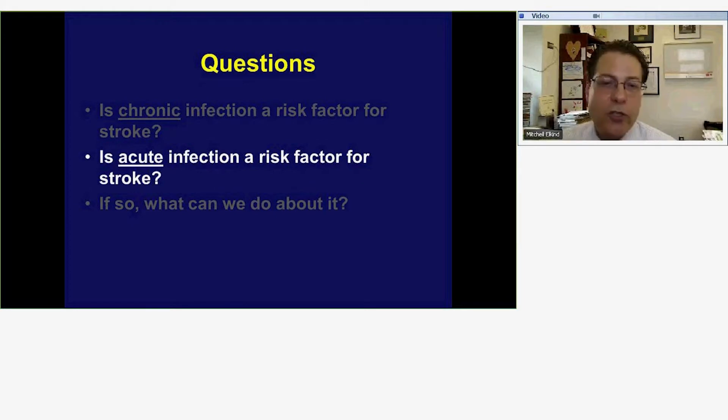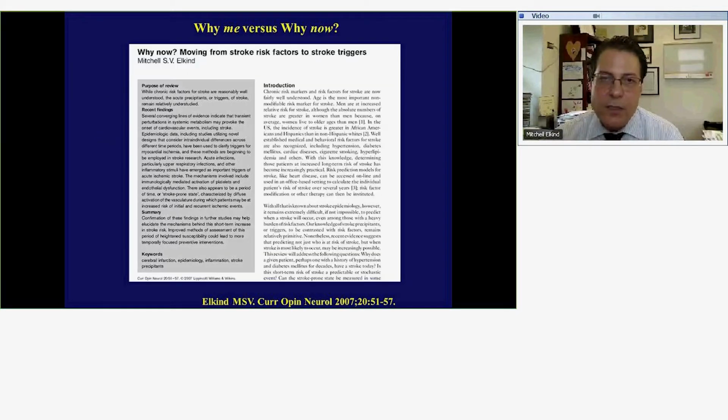So let me switch directions right now and move from the question of chronic infection to talk about acute infection. So in this case, what I want to do is try to shift your thinking a little bit. You know, we know what most of the stroke risk factors are, right? High blood pressure, diabetes, cholesterol, smoking, et cetera, et cetera. We know that people who have those risk factors are more likely to have strokes than people without those risk factors. That's what the last 50 years or whatever of epidemiology have taught us.